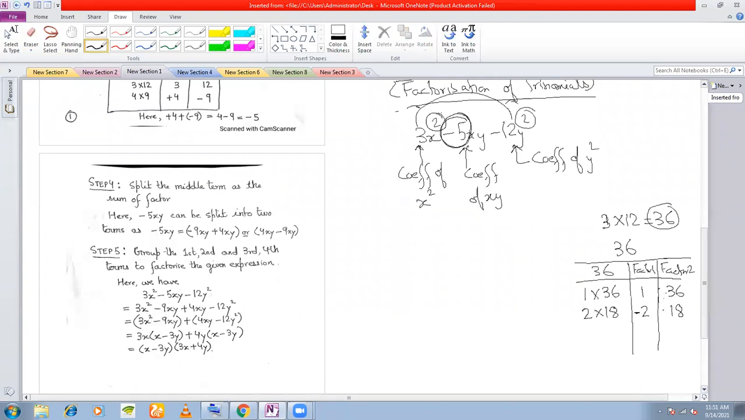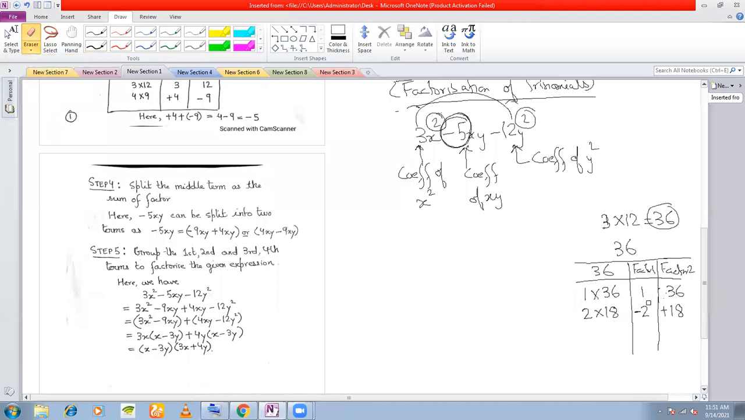Now you try the other combination with the signs. You take minus 2 and plus 18. If you add plus 18 and minus 2, will you get minus 5? Still you are not getting it. If you add minus 2 and 18, you're going to get plus 16, right?